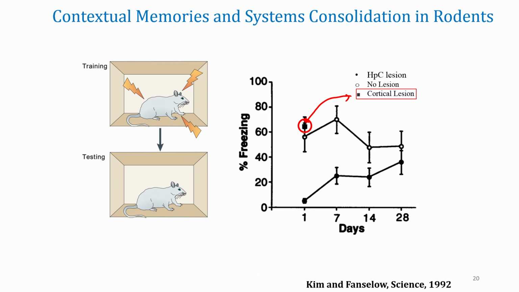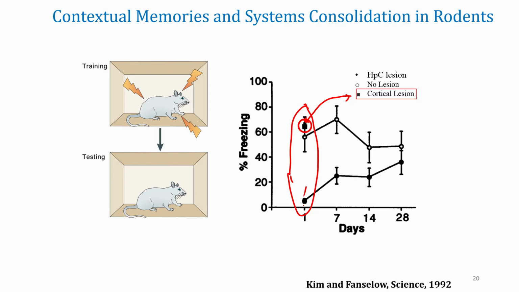However, if you do the hippocampus lesion right there, within about a day you do not see the memory. This data clearly shows that contextual fear expression is dependent on the hippocampus. If you remove the hippocampus, there is no expression of contextual fear. Later on they went on to show that what is stored in the hippocampus, particularly the dorsal hippocampus here, is really the representation of the context.